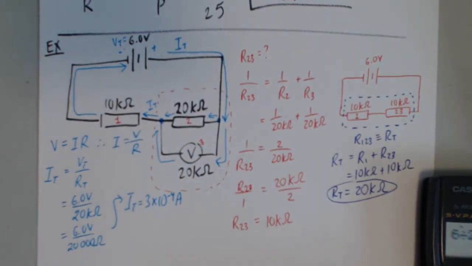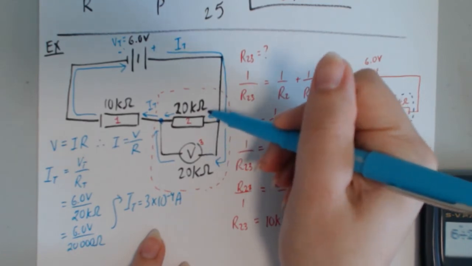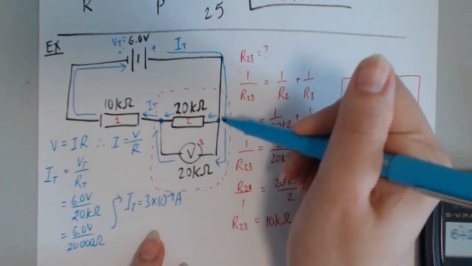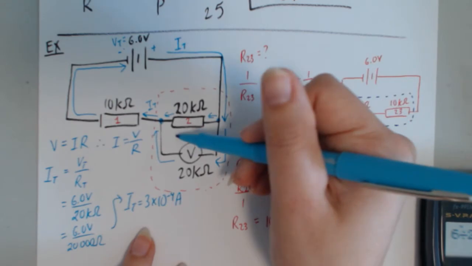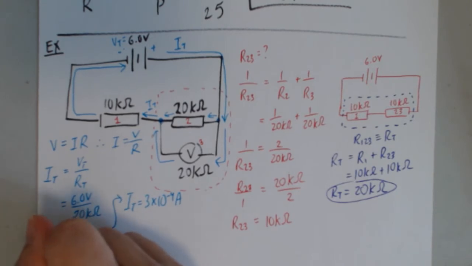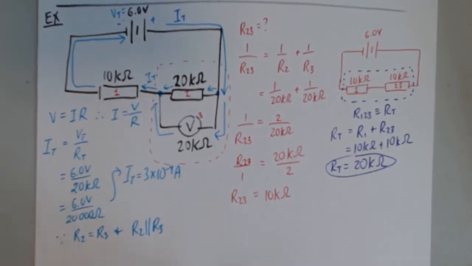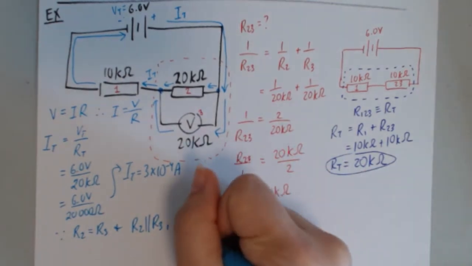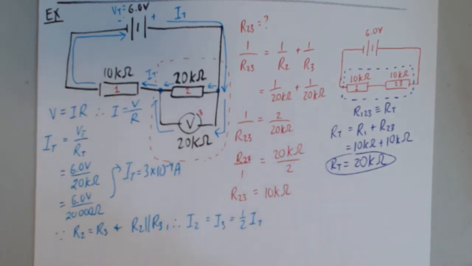So what was the point of doing that? Well, I have the total current, and remember I said that total current splits here, and it splits exactly in half because each of these resistances is the same. Half the electrons will come here, half the electrons will come here. Not the best scenario when you're trying to measure the voltage here, but that's what we have in this case. So since R2 equals R3 and R2 is parallel to R3, therefore I2 equals I3, which is equal to 1/2 I total.